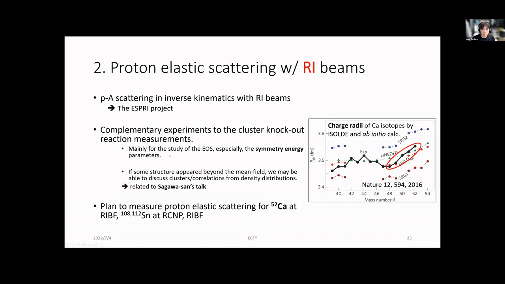Next is the proton elastic scattering case. After the establishment for the stable nuclei, we extend our method to the unstable region. We call this the ESPRI project, to measure the proton elastic scattering in inverse kinematics. As I said, this is a kind of complementary experimental program to the knockout reaction measurements. Our plan is to measure the proton elastic scattering for calcium-52, and this is the next flagship for our project.